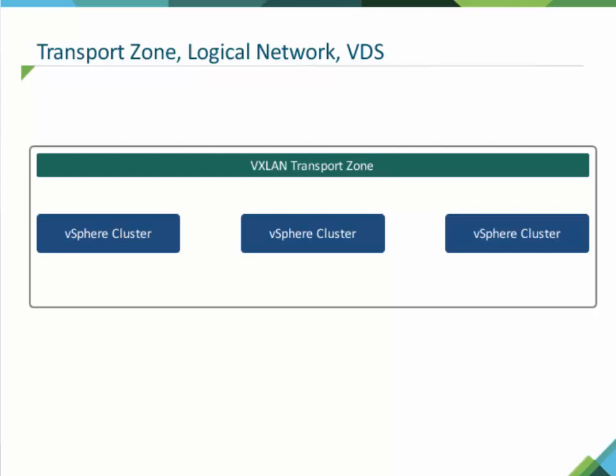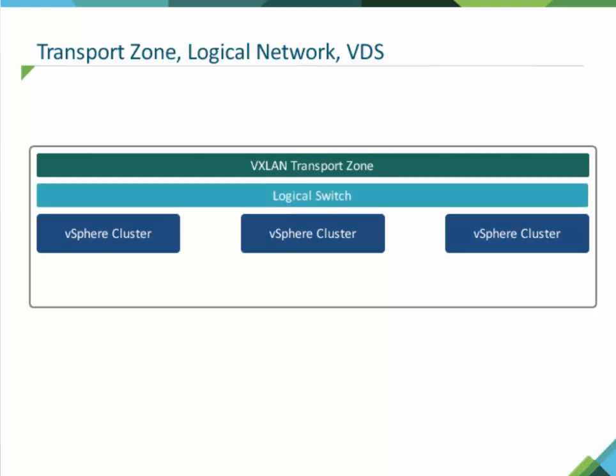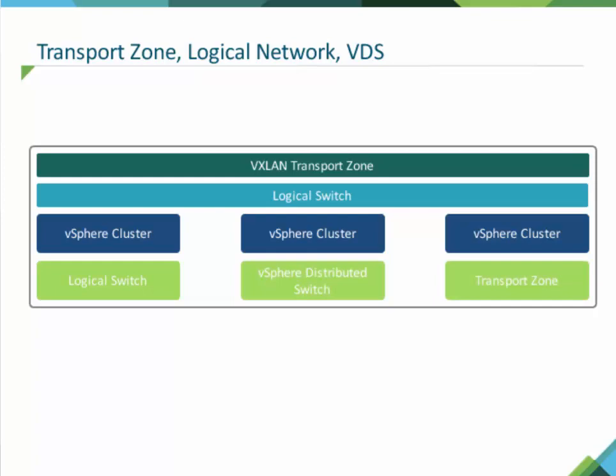A transport zone extends across one or more ESXi clusters and commonly defines a span of a logical switch. The transport zone dictates which clusters and virtual machines within the clusters can participate in a particular network. The relationship existing between the logical switch, vSphere distributed switch, and transport zone is central to this concept.